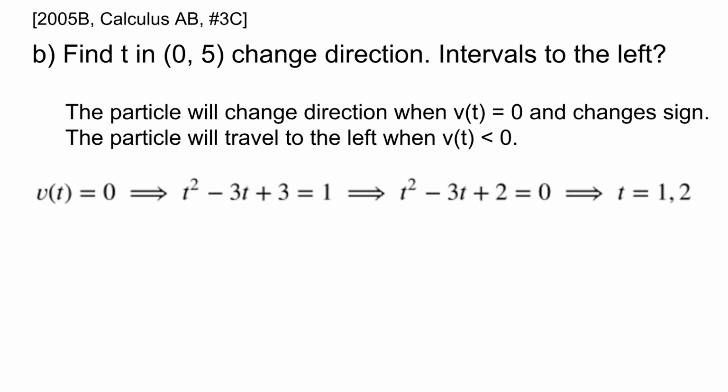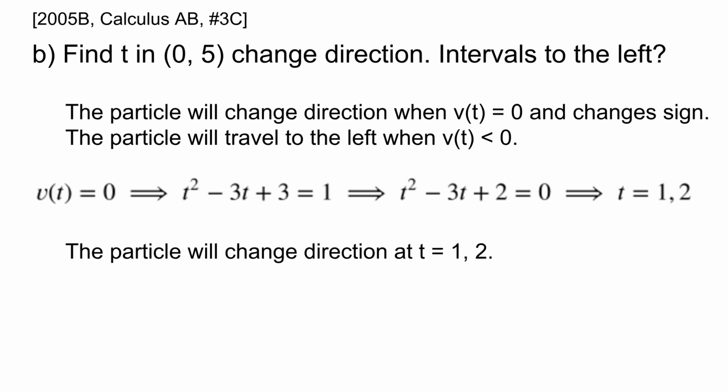V of t equals 0 implies that t squared minus 3t plus 3 equals 1, which implies that t squared minus 3t plus 2 is equal to 0, and this implies that t is equal to 1 and 2. So to answer the first part of the question, the particle will change direction at t equals 1 and 2.